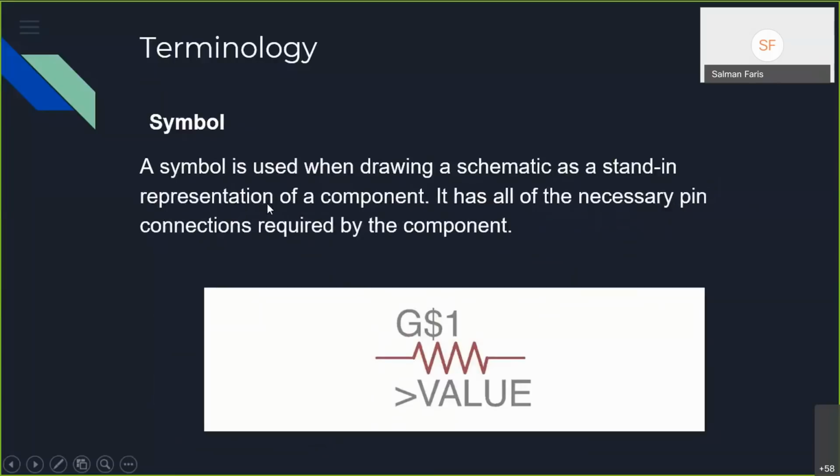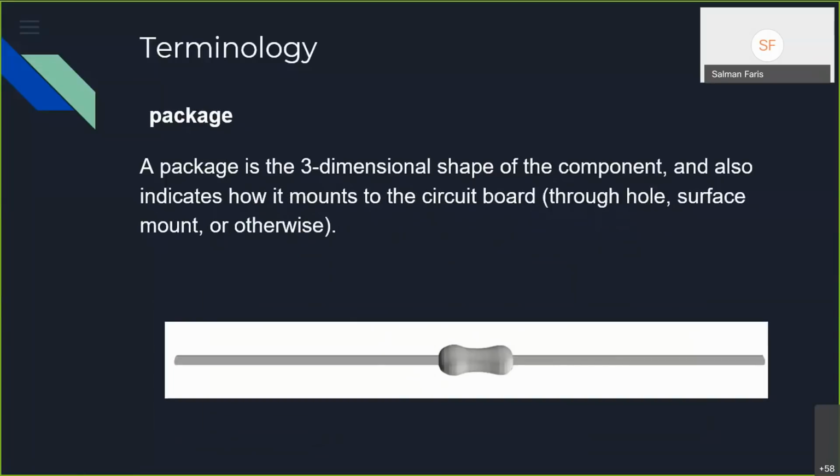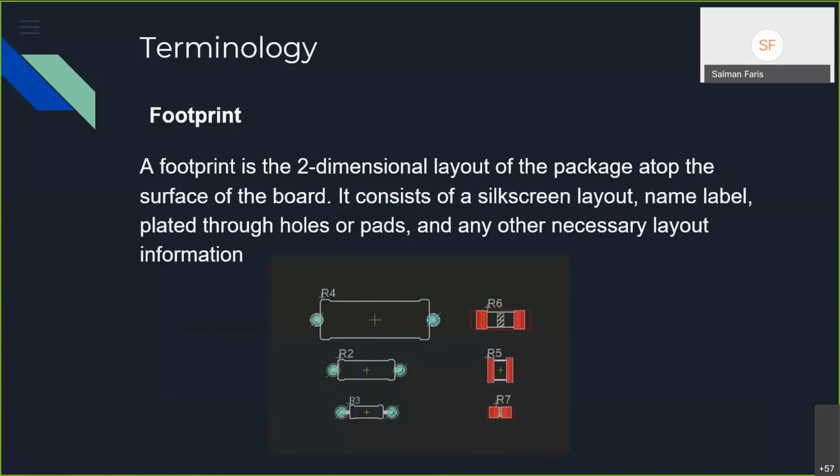Sorry. And next we learned about symbols. Symbols are the symbolic representation of a component. You can see this is one representation of a resistor. Next we learned about packages. A package is the three-dimensional shape of a component. So it helps us know the PCB length, breadth, and everything. Okay, the footprint helps us find the exact components and everything.